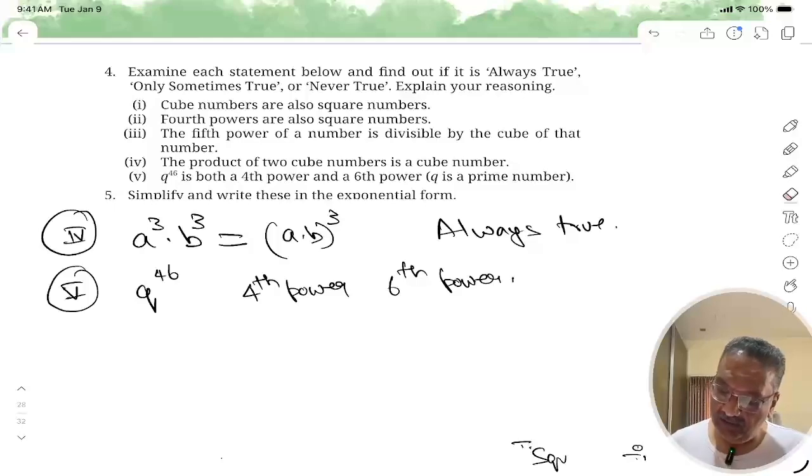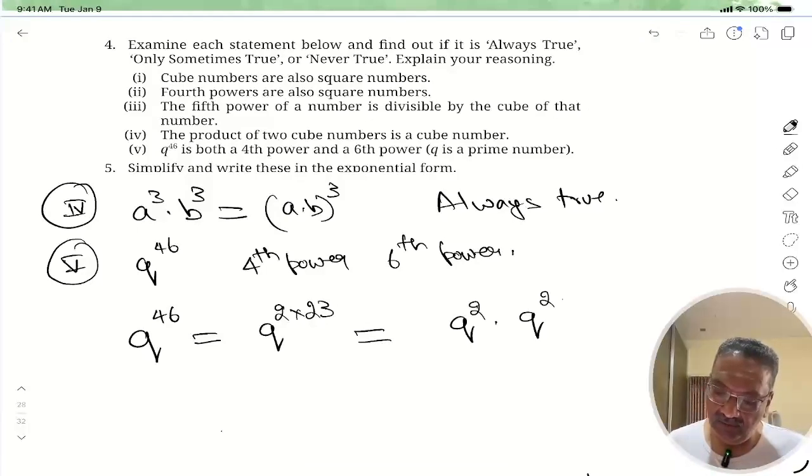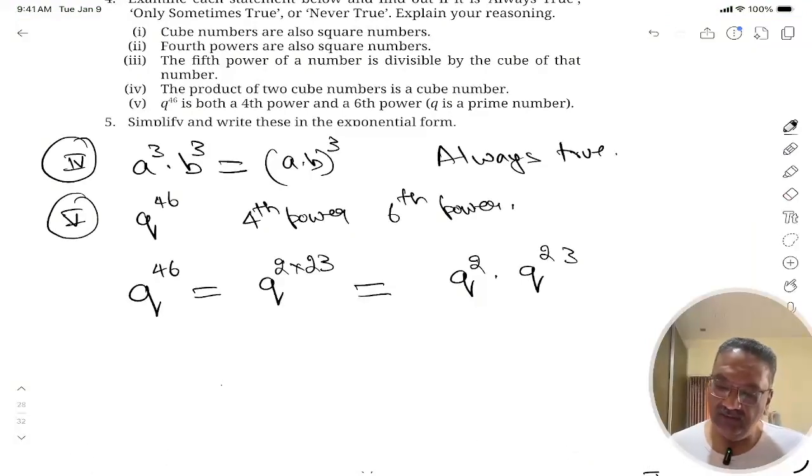Let us see. How can you express q to the power of 46? The only way you can express q to the 46 is q square into 23. So this is equal to q square into q to the power of 23. Will this be a sixth power? They have given q is a prime number, so you cannot further express it. So can this be a fourth power? No. Can this be a sixth power? No. It is not always, it is never true.